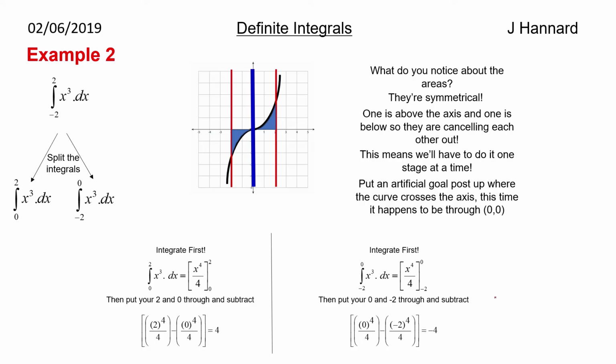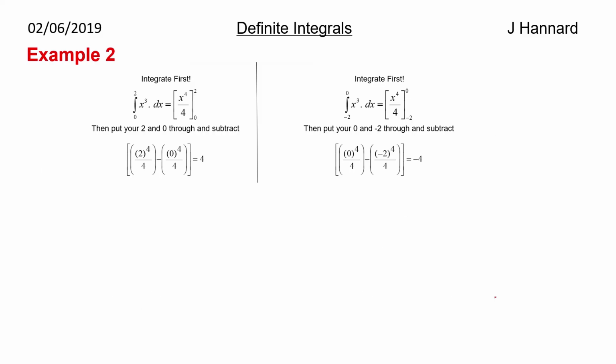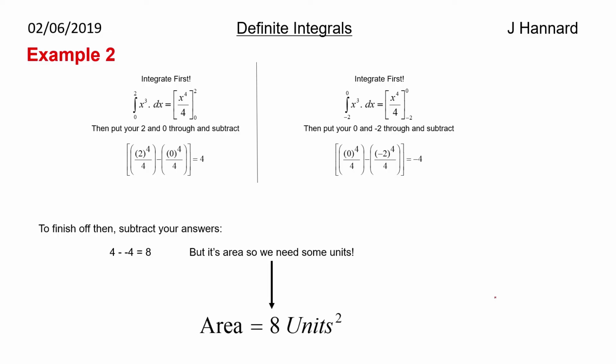Now then, think about the area. You can't have negative area. Area is just a number. It is a thing you can count, a thing you can hold. It is not negative. So we just take that 4 and we'll add them together. So we add the answers. 4 plus 4 is 8, but it's area, so we need some units, so we get 8 units.